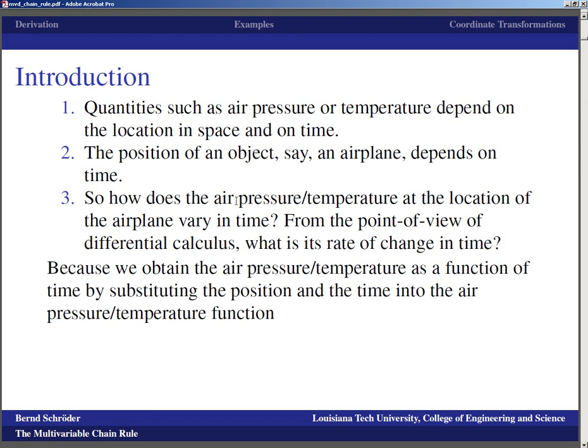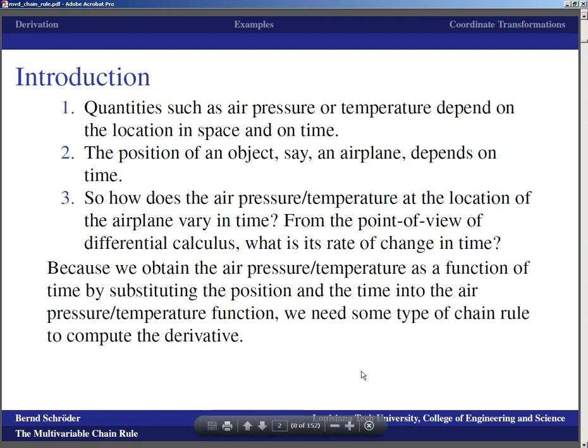basically, if we just want to compute that straight up, it's not that bad, because we can obtain the pressure and temperature as a function of time by simply substituting the position of the airplane and the time into the air pressure / temperature function that is a function of 3 space and 1 time variable. And well, then the only thing we need is really that we need some type of chain rule to compute the derivative, because what did we always use when we plugged a function or something into something else? We used a chain rule.